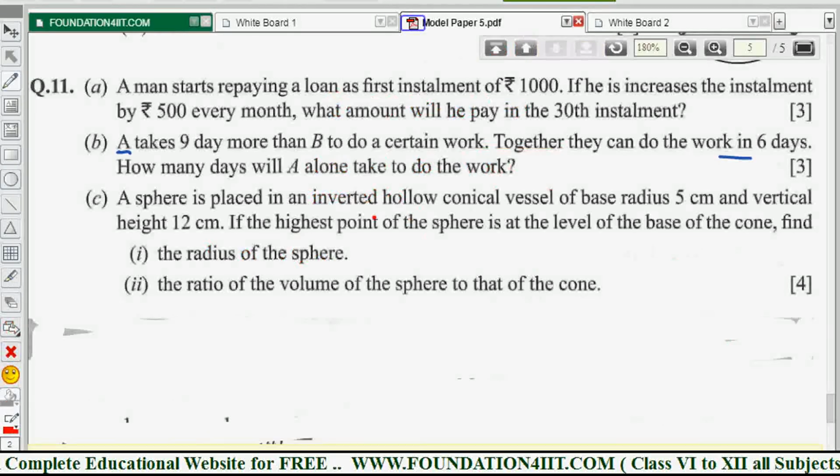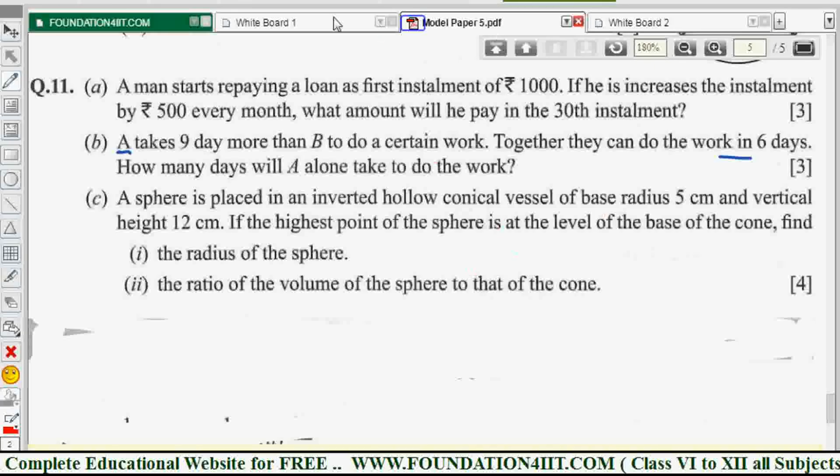So last question is paper 11C. A sphere is placed in an inverted hollow conical vessel. The base radius is 5 cm and vertical height is 12 cm. If the highest point of the sphere is at the level of the base of the cone, find the radius of the sphere and the ratio of the volume of the sphere to the cone. That means the sphere is placed in an inverted hollow conical vessel. The base radius is 5 cm.